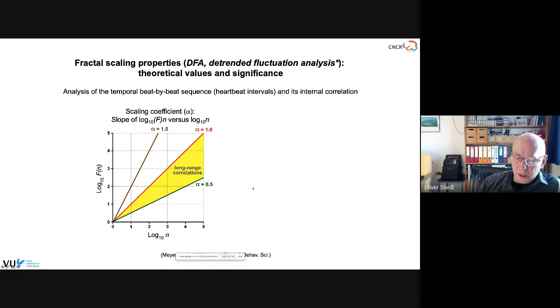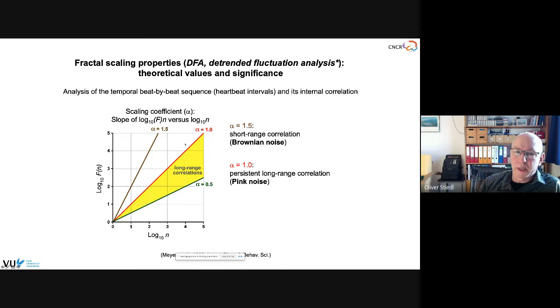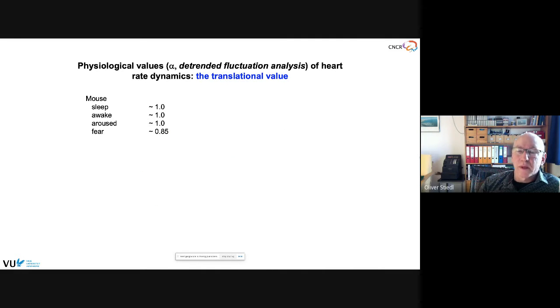And these are the extremes that we can find. We can find an alpha of 1.5, Brownian noise. We can find persistent long-range correlation, which would be pink noise, the red line. We can find an alpha of 0.5, which is white noise. And now the question is, what do we measure? We measure in normal animals, and we find that during sleep, in a wake state, and in an aroused state, we measure 1, persistent long-range correlation of the heartbeat interval fluctuation, whereas during the fear state, there is a removal. It drops down to 0.5.